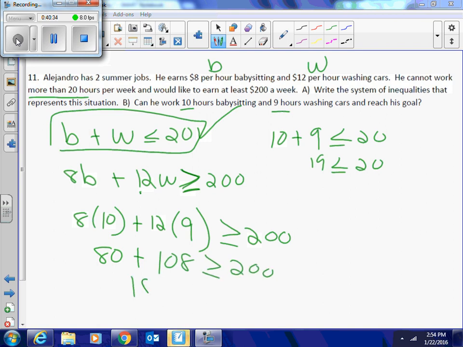No, we've got 188, and that does not reach our goal of $200. So part B is a no, doesn't reach its goal.